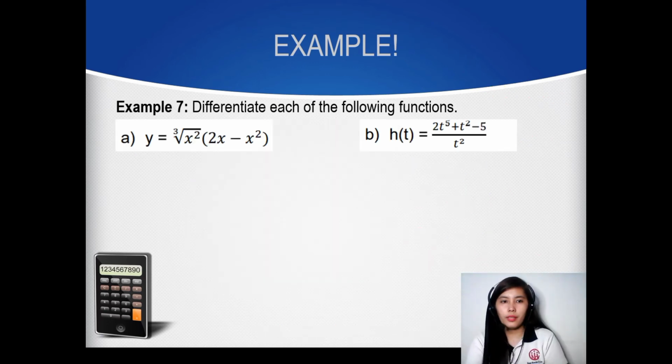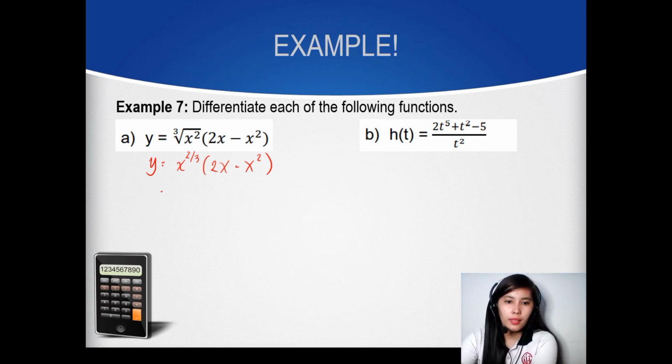So next example, differentiate each of the following functions. So we have letter A, y is equal to the cube root of x squared times 2x minus x squared. So let us start here. So first, this radical expression, let's express as x raised to 2/3. Okay, then 2x minus x squared. Then let us distribute. Okay, so this will be x raised to 2/3 times 2x.